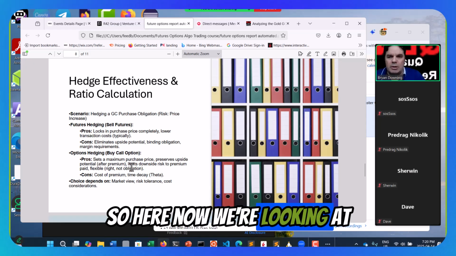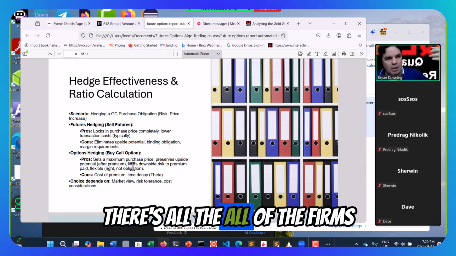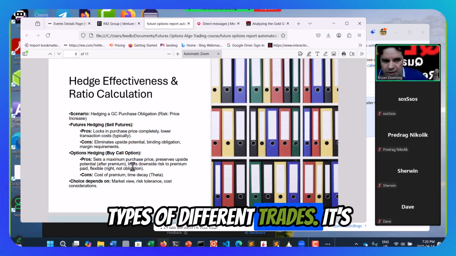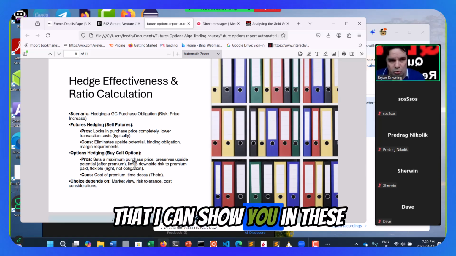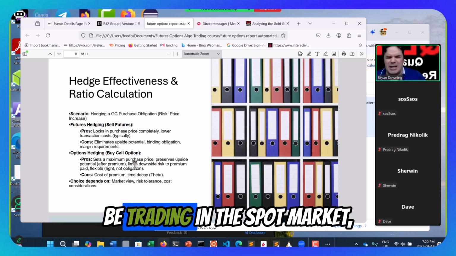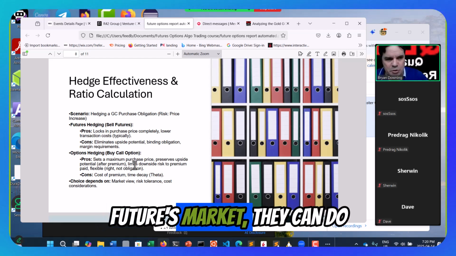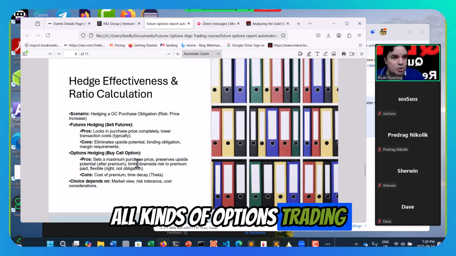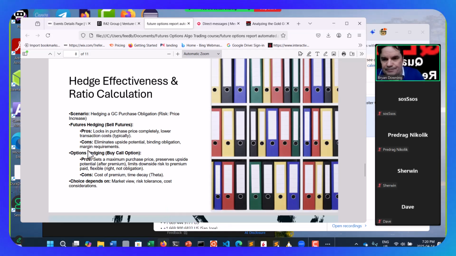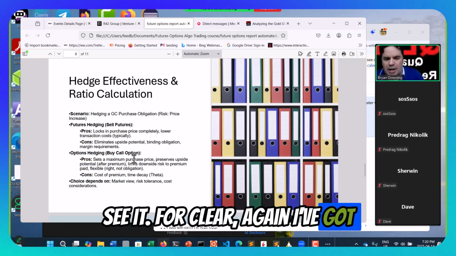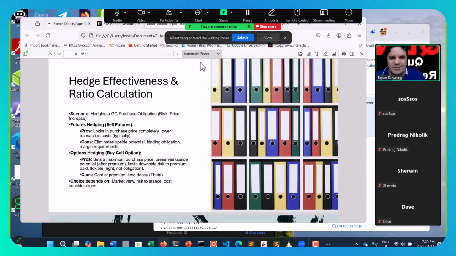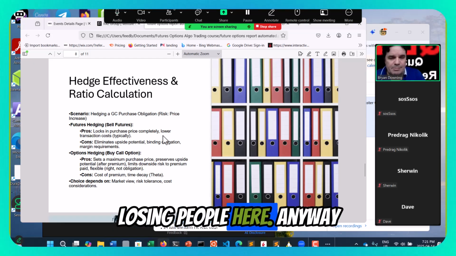So here now we're looking at the hedge effectiveness, and all of the firms right now are lining up all types of different trades using all the different techniques I can show you in these reports, and they're judging based around that. They could be market making, they could be trading in the spot market, they could be trading in the futures market, they can be doing all kinds of option trading strategies as well. And I've got pretty well all of them covered in the reports. You'll see it. So here, again, I've got a course on this, so I know I'm going pretty deep on this. Seems I'm losing people here.